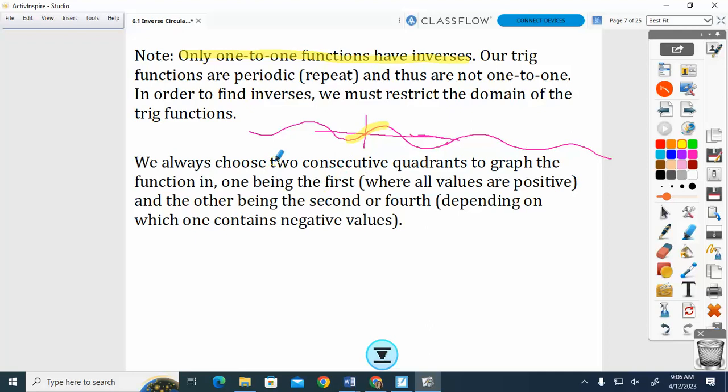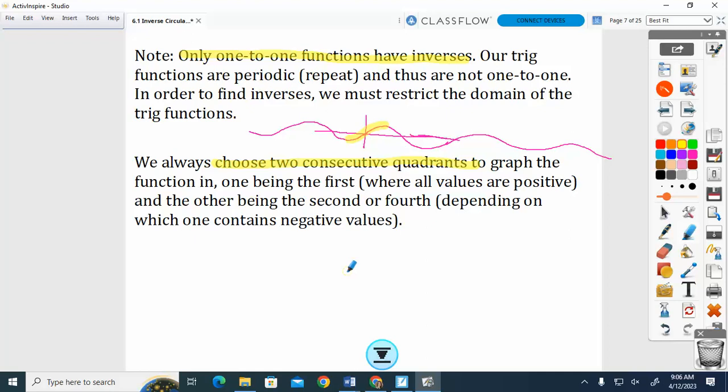So what we'll do is pick 2 consecutive quadrants. The first quadrant will always be one of them because everything's positive in the first quadrant. So we'll have a quadrant where it's positive and a quadrant where it's negative.